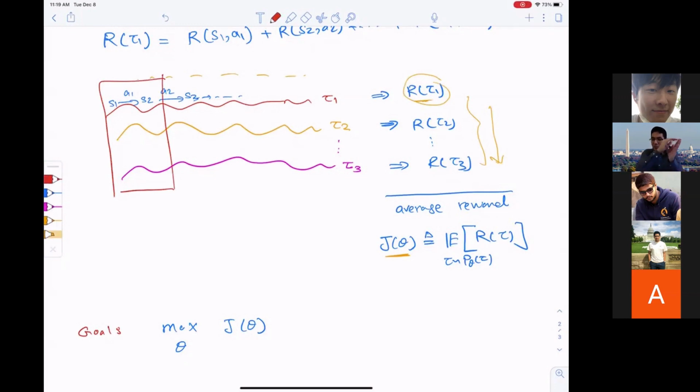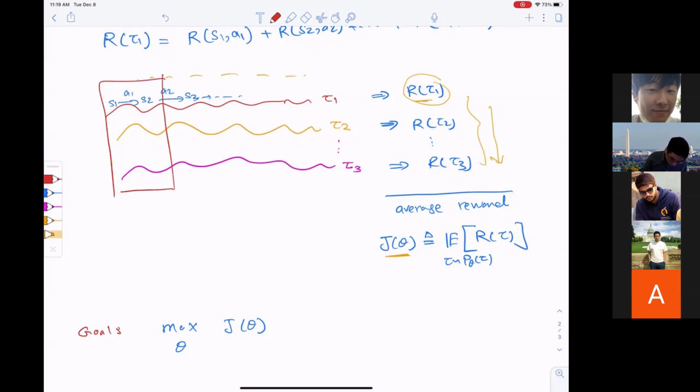So either you look at the sum in rows and then you average the rewards associated to each trajectory, or you can look at the average reward for each state action pair and then sum them up. So that's another way, and you'll see sometimes it is useful to go between these two formulations.